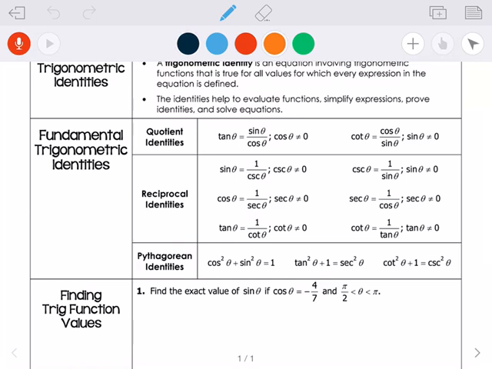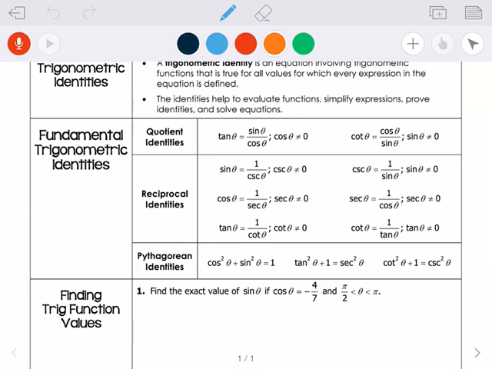So you'll see that quotient identities, we have tangent equals sine over cosine. We have cotangent equals just the reverse of that, cosine over sine. And then the reciprocal identities, those are kind of what we've already been using, because sine is equal to the reciprocal of cosecant. Saying 1 over sine equals cosecant is the same as saying that. So these reciprocal identities are something that we've already kind of talked about with writing trig ratios when we dealt with right triangle trig.